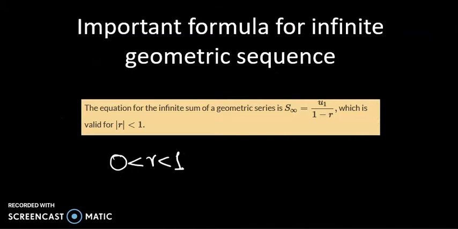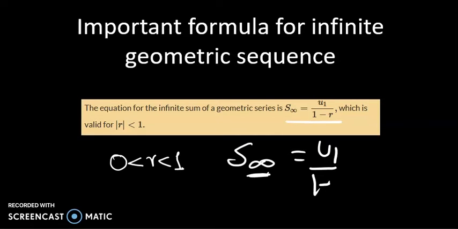Let's move on to the infinite geometric sequence. What's the equation for the infinite geometric sequence? As you can see right here, this denotes infinite: u1 divided by 1 minus r. But there's a condition for this formula.